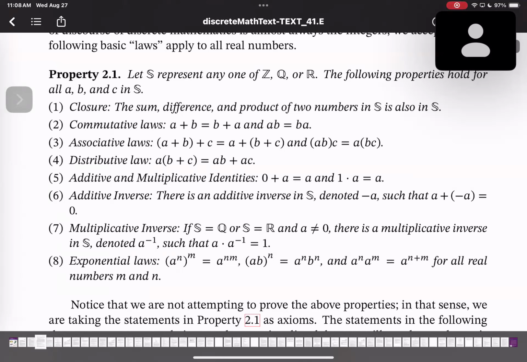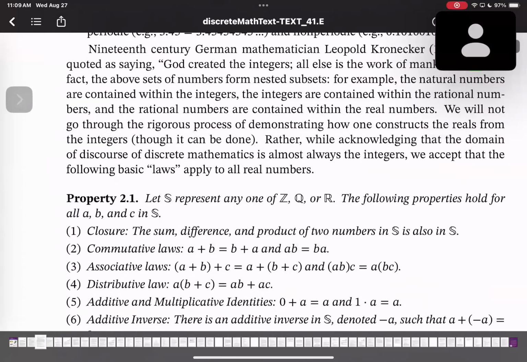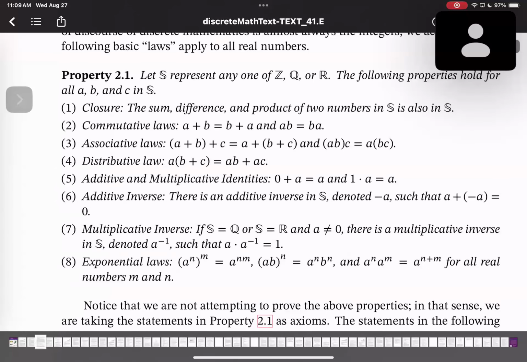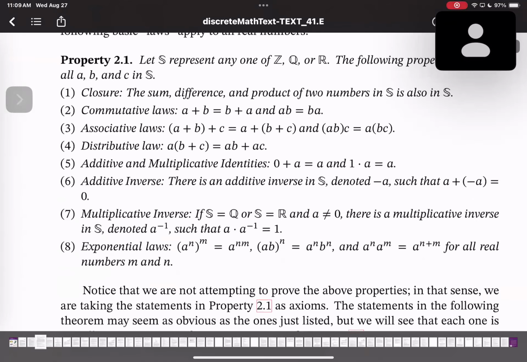And so those are the ones in property 2.1, which are on page 10. We say, let S represent any one of the integers, the rationals, or the real numbers. So Z, Q, R. S is just standing in for one of those. And we say the following properties hold for any three elements in that set. So no matter what it is.